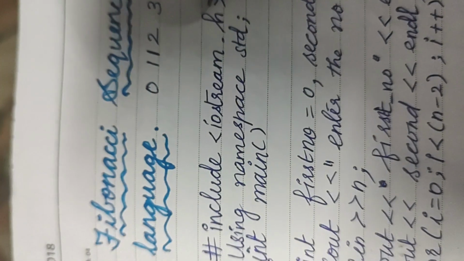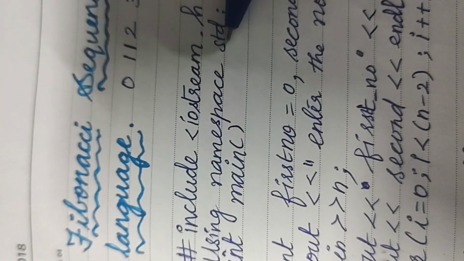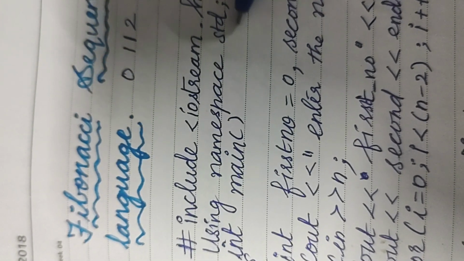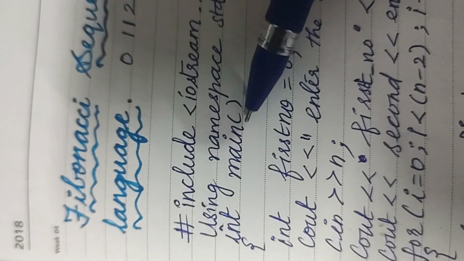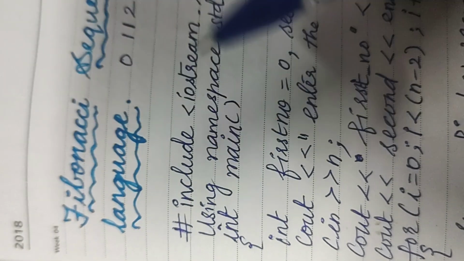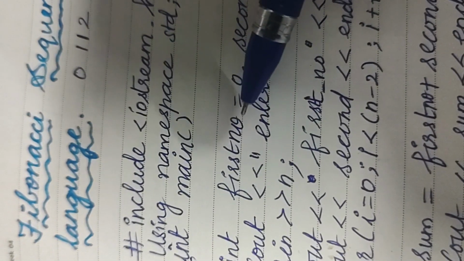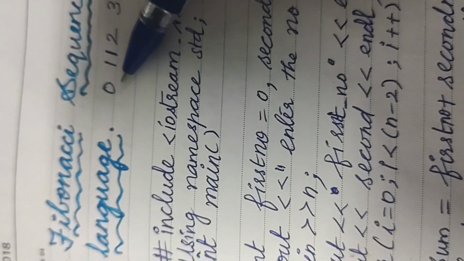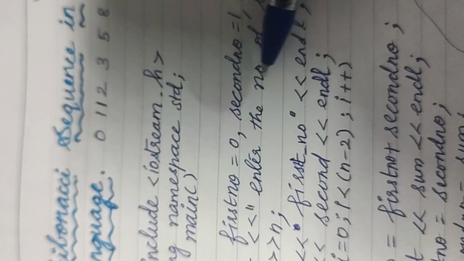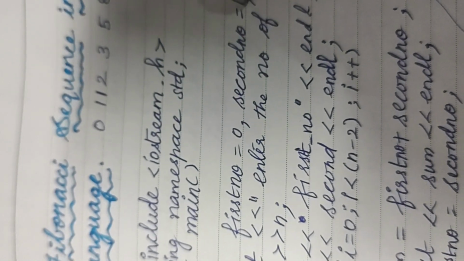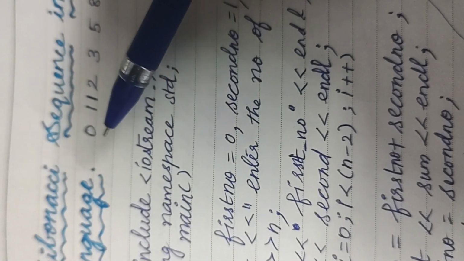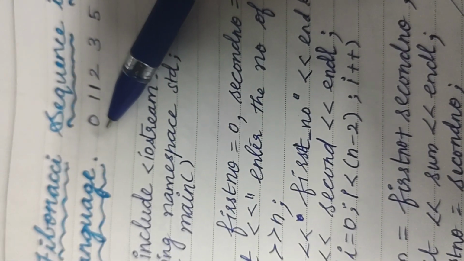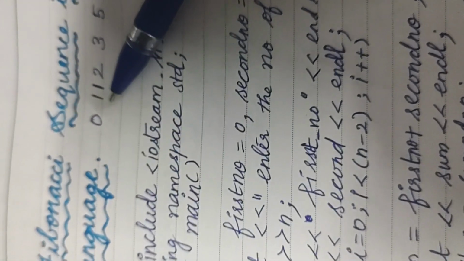For that, first we have to include the header file. To avoid collisions in identifiers, we use namespace std. Execution starts with the main function. We initialize the first number equal to 0, which is the first term in the Fibonacci sequence. Then the second number is equal to 1. By default we have to give the first two terms, and they won't change. So we initialize the first number as 0 and the second number as 1.